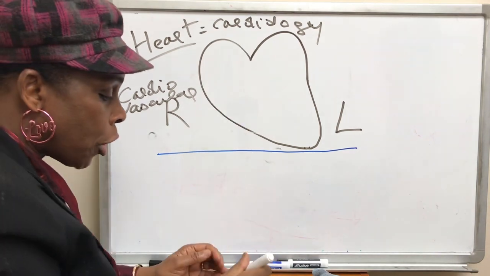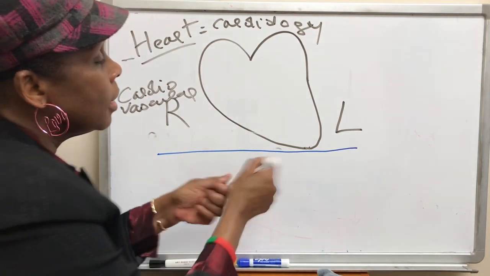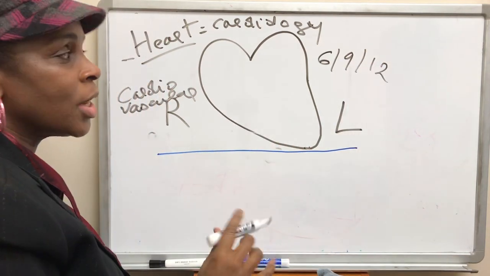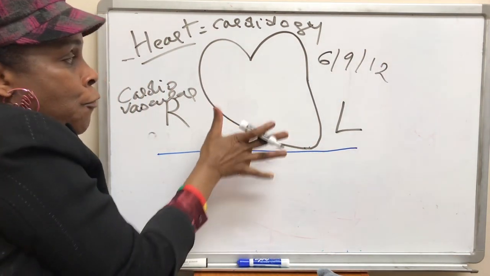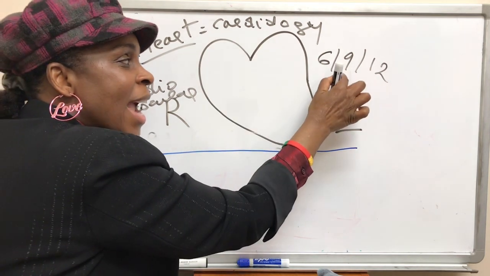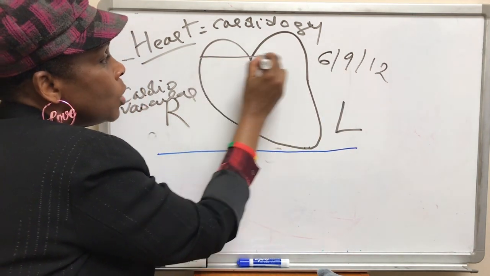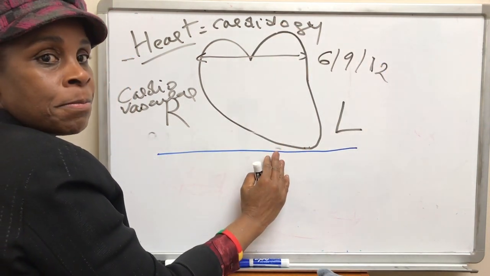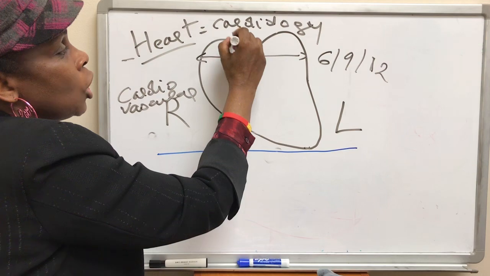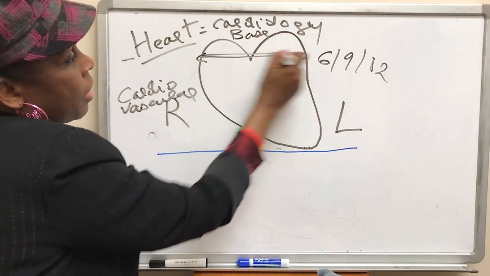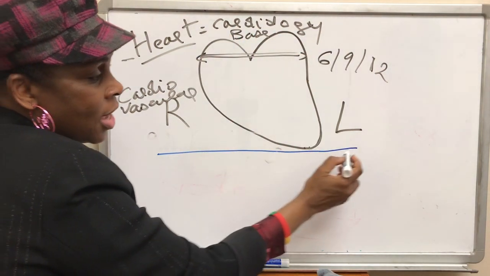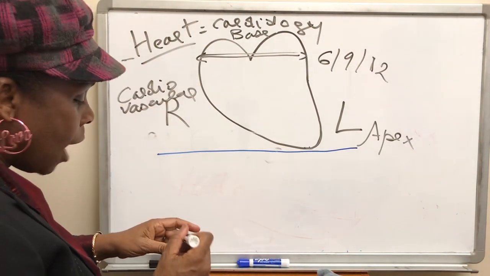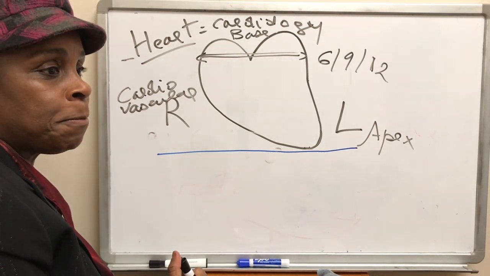The size of the heart, the way to memorize it, is 6, 9, 12, about that. It is 6 centimeters from front to back, 9 centimeters from side to side, and 12 centimeters from top to bottom. Now the top part of the heart is called the base of the heart. So this is going to be the base. And this little pointy thing is called the apex of the heart. So the base is on the top, the apex at the bottom on the left side.